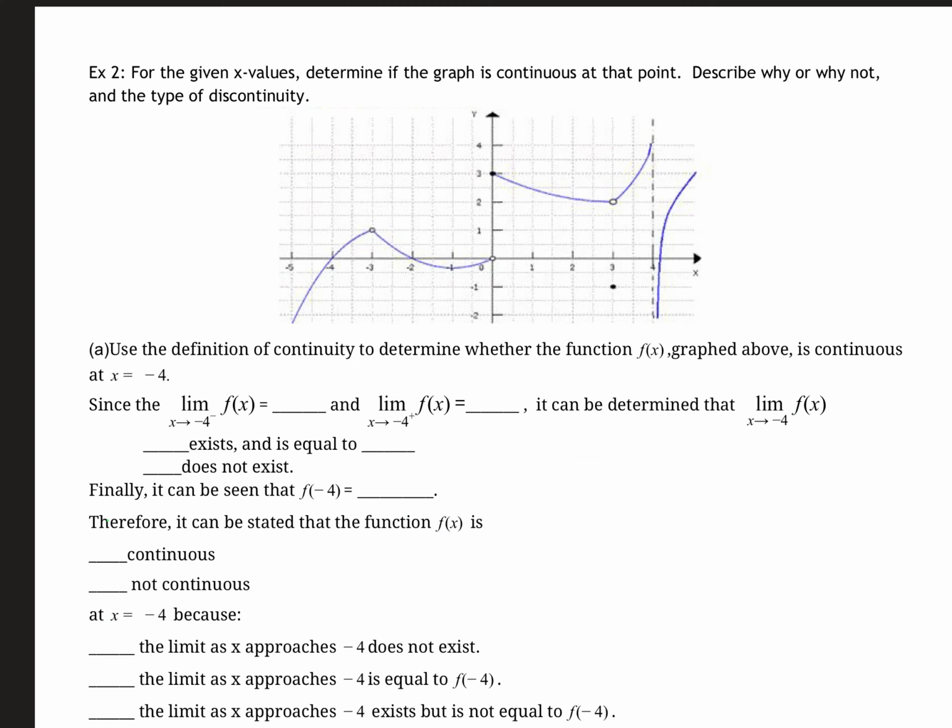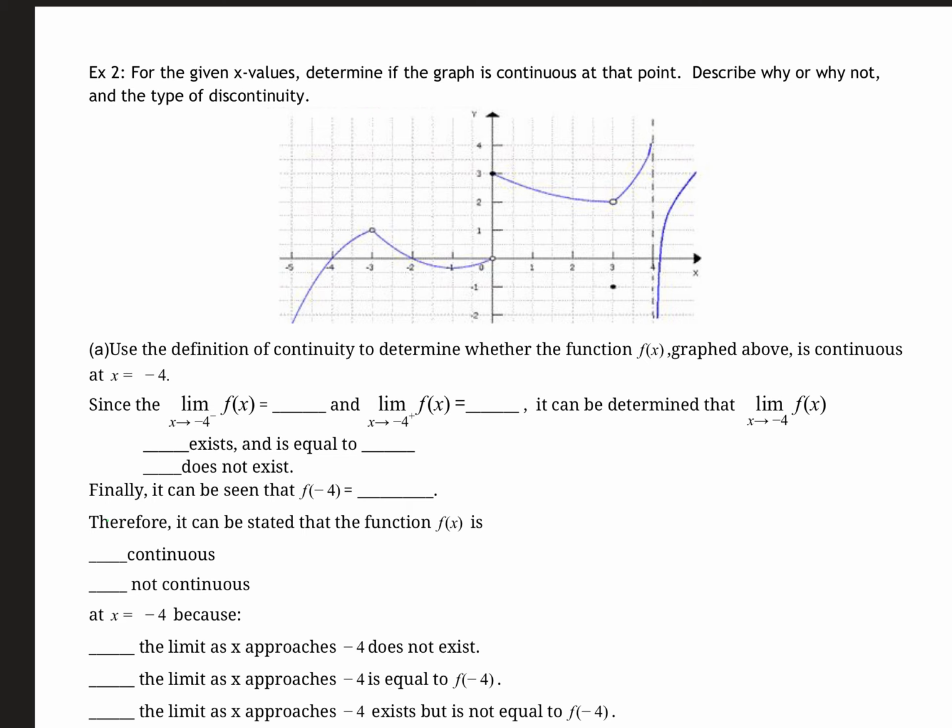Okay, let's move on. We've created a checklist for you to use when you're trying to determine if a graph is continuous at a specific point. You're just going to go through this checklist, fill in the blanks, and it's going to help walk you through determining continuity. First of all, we're looking at the graph. We're trying to determine if the graph is continuous at x equals -4. So that's right here. Now, intuitively, you'd say, well, yeah, it looks like it's continuous, but I have to mathematically defend that answer. So I'm going to go through my checklist here.